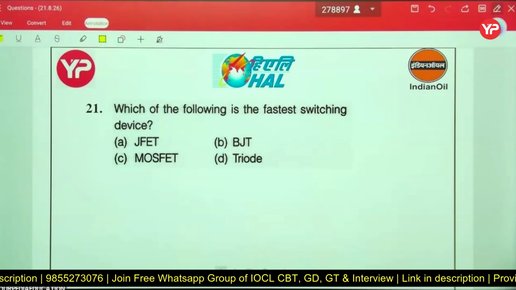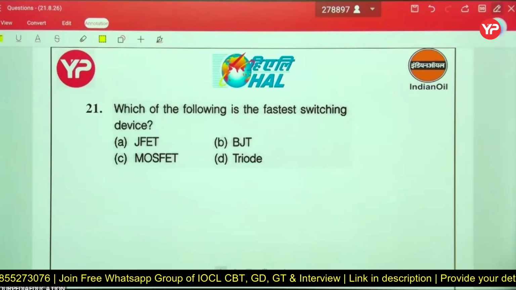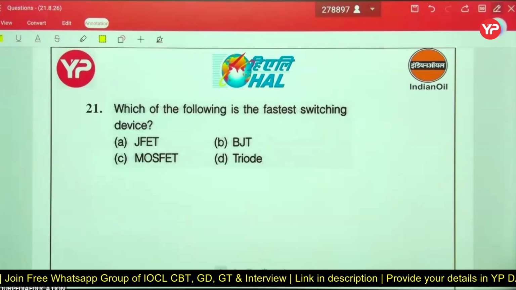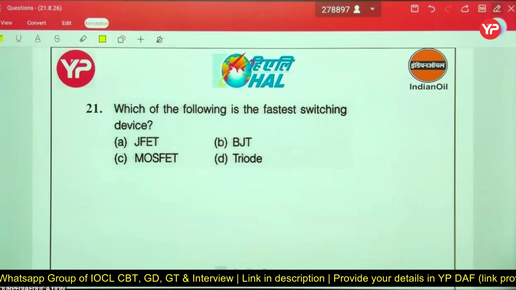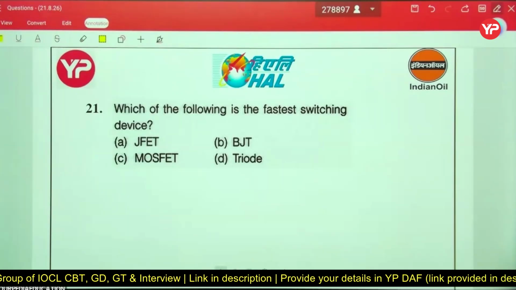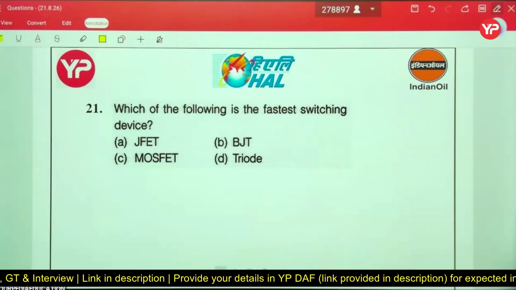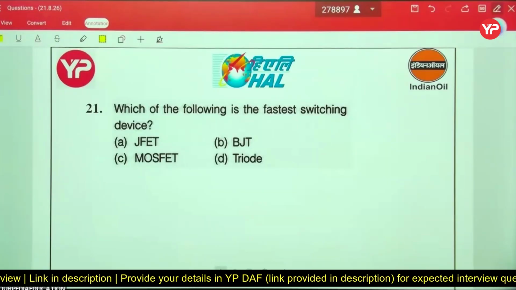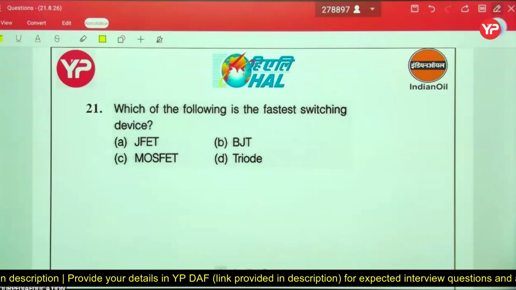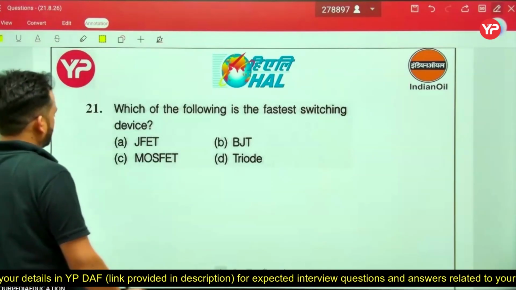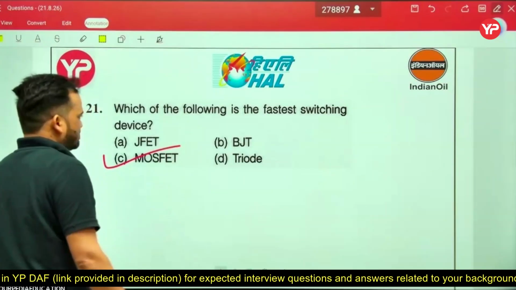Shreya, option B for question number 21. Tell me. No, beta. MOSFET. Fastest means speed is high, no? That is, frequency is high. And the only option is MOSFET, not a comparison of the MOSFET with other devices.